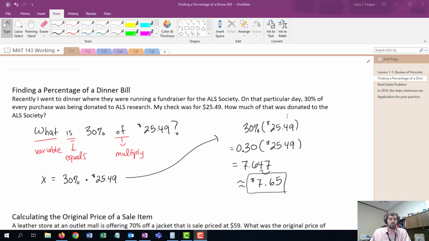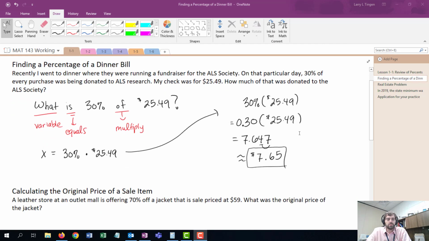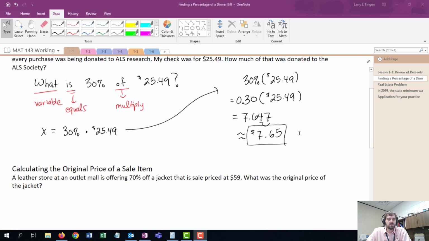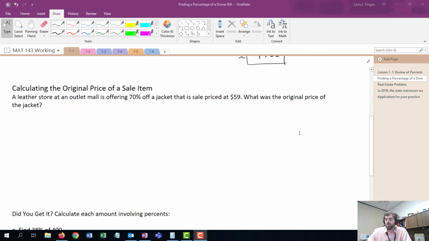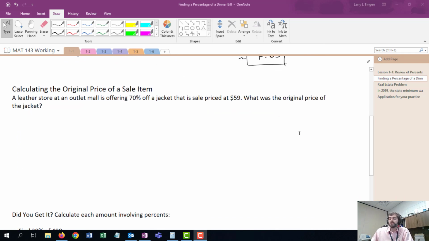All right, small jump cut there. We just finished up that problem about the percentage for the dinner bill, so let's move on to calculating the original price of a sale item. This is a common problem that causes issues, so let's talk through it and see what happens.